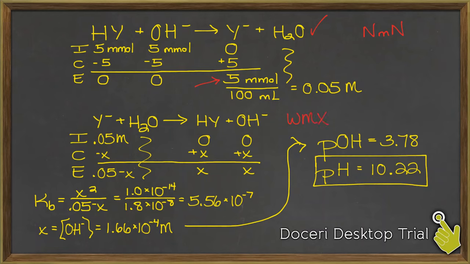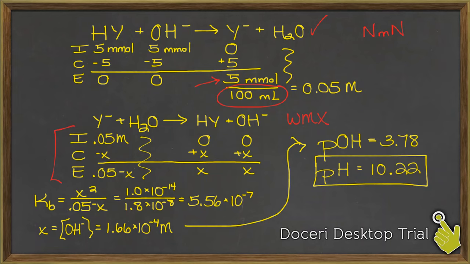You do a Womix. But remember, guys, a Womix ice table needs molarity, not moles. So I had to divide by the total volume. Now, how did I know what that number should be? Well, in the original problem, we were told there are 50 milliliters of the acid, and in part A of this problem, we knew at equivalence that there would be 50 mils of the base, so I just added those together to get 100. Found the molarity of Y minus, and I plugged it into my Womix ice table here.